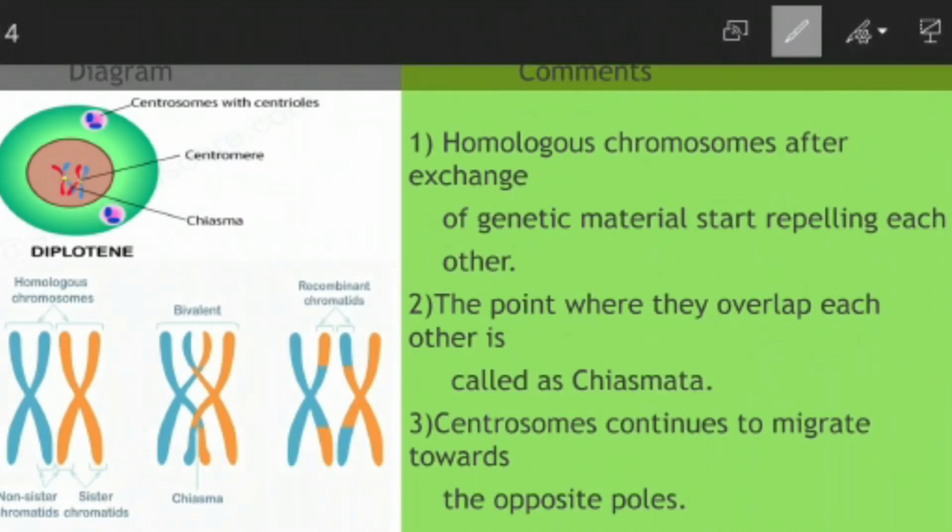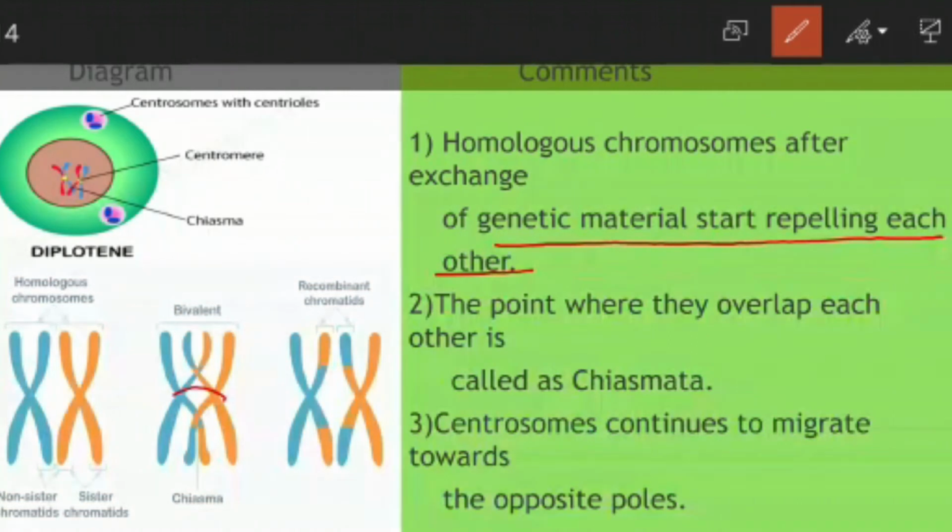Now coming to diplotene. What happens in diplotene? Now the aim is over. The exchange of genetic material took place. Now, after completing their aim, after exchanging their genetic material, the chromosomes start repelling each other. They move away from each other, but they cannot get separated all at once. So slowly they start repelling each other.